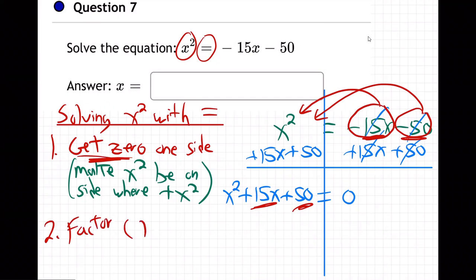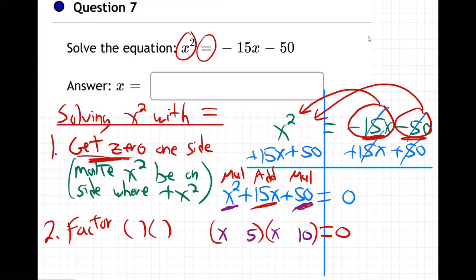Factor, like with the parentheses. So I'm going to come in here and go, okay, parentheses, keeping the equal 0 still. How am I going to do the parentheses? Well, it's all about multiply, add, multiply. We need 2 numbers here that multiply to be x squared. Front times front to be front. x times x is x squared. And then the back, what multiplies to be 50? A lot of things, 2 times 25, but I'm going to go with 5 times 10 because I'm looking at that 15 in a minute.